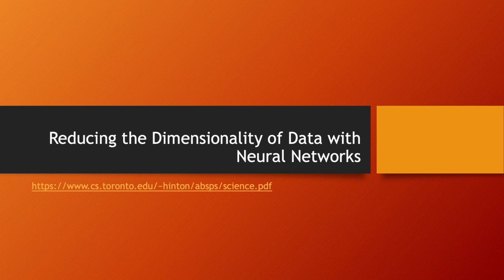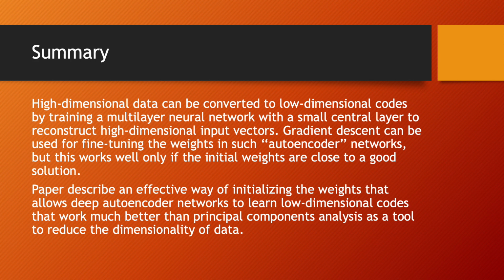Paper of the day is Reducing the Dimensionality of Data with Neural Networks. High-dimensional data can be converted to low-dimensional codes by training a multi-layer neural network with a small central layer to reconstruct high-dimensional input vectors. Gradient descent can be used for fine-tuning the weights in such an autoencoder network, but this works well only if the initial weights are close to a good solution.